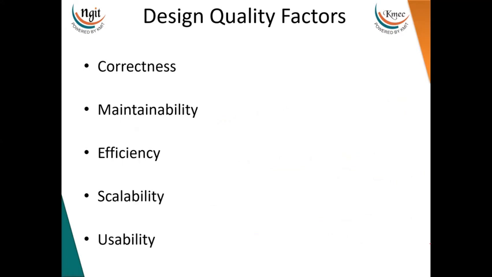Then we have design quality factors. You can see: correctness first, next maintainability, next efficiency, then scalability, then usability. These are what we call the design quality factors. Let us try to understand these first. What is the first one? Correctness. So correctness speaks.